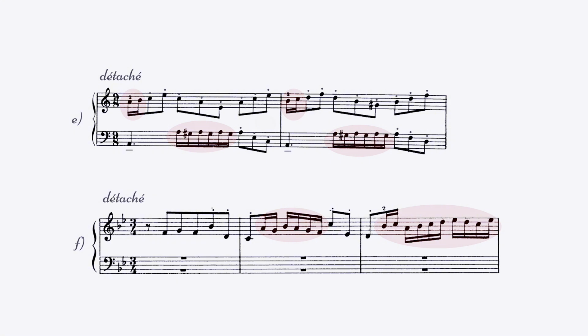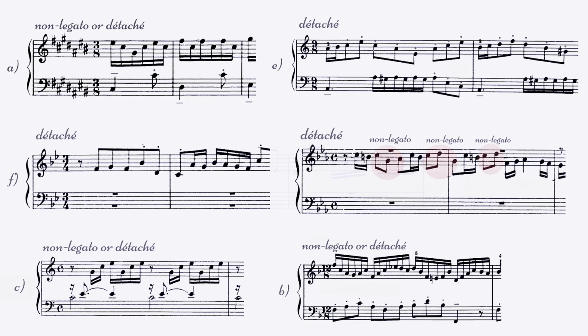Groups of notes in conjunct motion, stepwise melodies, are played more smoothly, often with détaché. Groups of notes in disjunct motion, larger intervals and more dramatic contour, are played with a more detached character, non-legato or staccato.